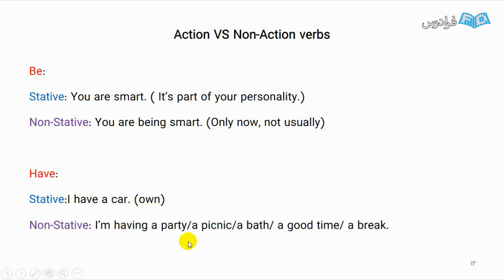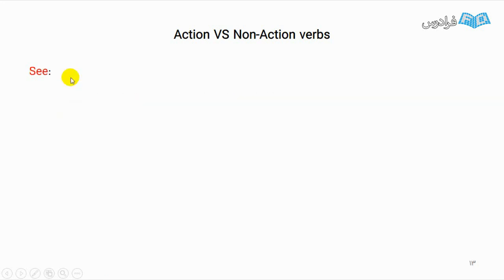But look at this example. When have is a part of an expression, for example, have a party, have a picnic, have a bath, have a good time, have a break, it doesn't talk about possession. Then I'm allowed to add ing. Let's check see. I see what you mean. When we use see to talk about understanding, here it means that I understand you.